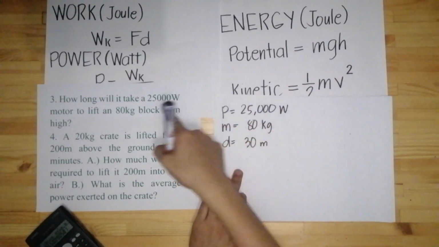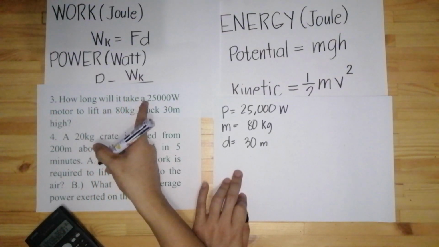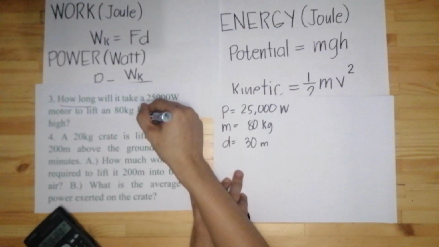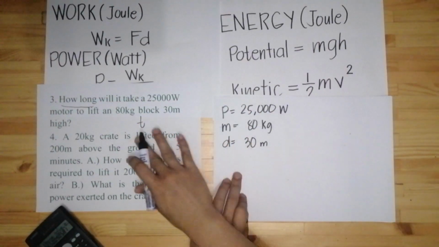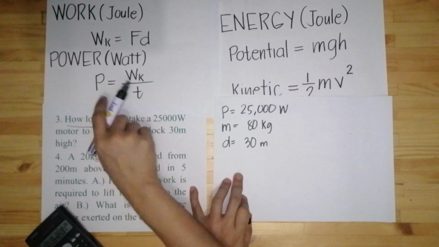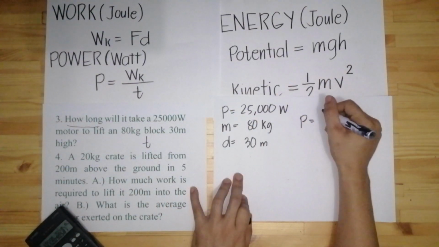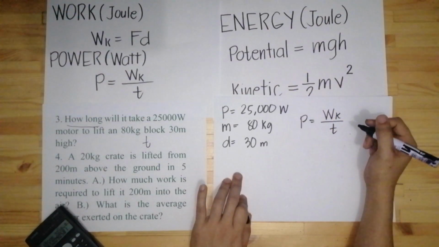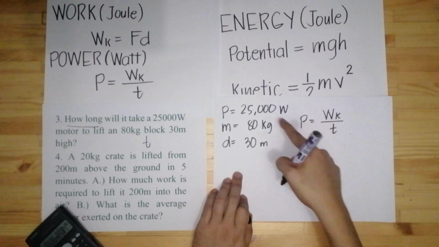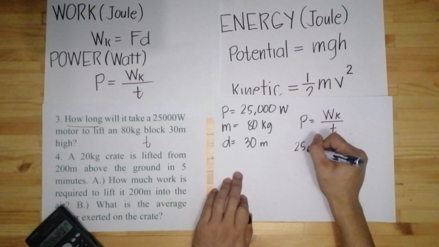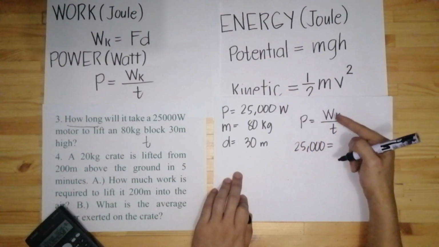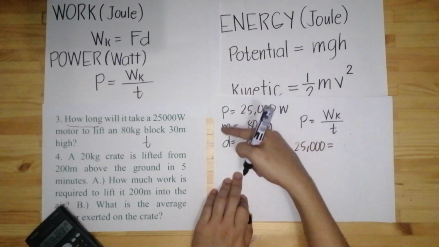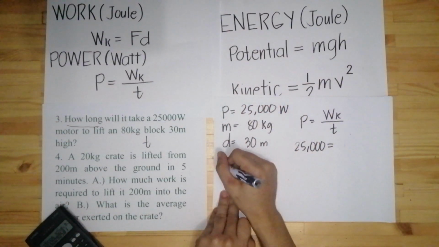So, compute natin daw yung how long will it take at 25,000. So, how long, pag sinabing how long, time yung hinahanap. So, gagamit tayo ng formula dito, yung may time. Ito yung power. So, power is equal to work over time. So, meron na tayong power, which is 25,000. Palitan natin yan. Equals, do we have already the work? So, since wala pa tayong given work dito, compute natin yung work.